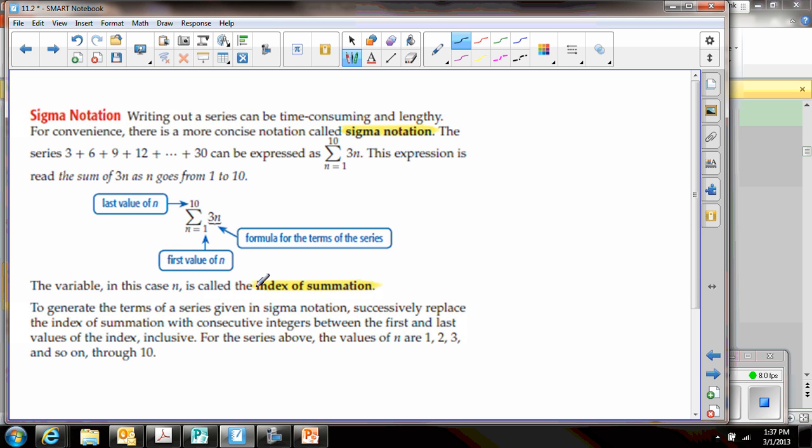n is what is called the index of summation. The way you calculate this is you simply take the number 1, you plug it in, you get 3. Then you take 2, you plug it in, and you get 6. And you do this for every integer until the last value of n. You then add all these numbers together, and that is your sum.